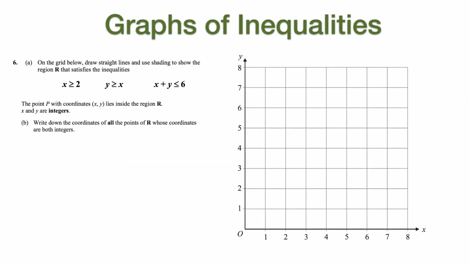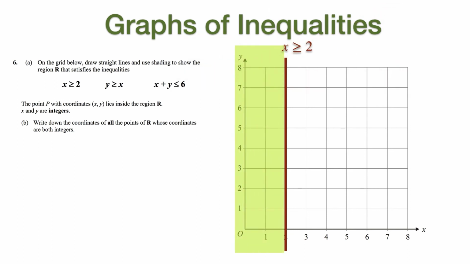Let's look at another example. In this case, we start by drawing the vertical graph x equals 2 with a solid line, as the inequality is greater than or equal to 2. Region to the right of the line is greater than 2, so we shade out the region that is less than 2. This is what we don't need.